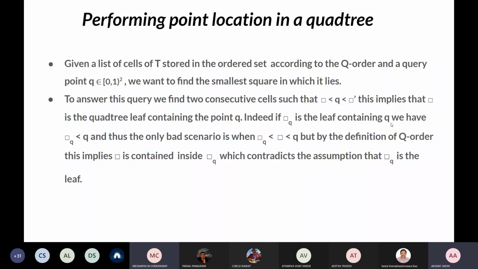Indeed, if square Q is the leaf containing point Q, we have square Q less than Q. And the only bad scenario would be when square Q is less than square is less than Q. But by definition of Q order, this would imply that square is contained within square Q, which is a contradiction to our assumption that square Q is the leaf, and this is not possible. Next slide.